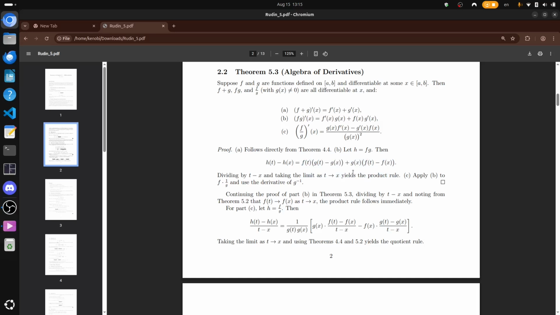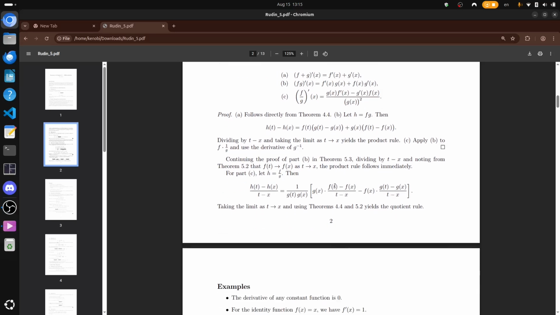And this f of t times g of x and this g of x times f of t is going to go away. And we're just going to be left with f of t times g of t minus g of x times f of x, which is the same thing as this. And we can use this property related to the derivatives and show that the derivatives are equal. Just divide each side by t minus x, and you're going to get the derivative of each function. So h prime is going to be equal to f times g prime plus g times f prime.